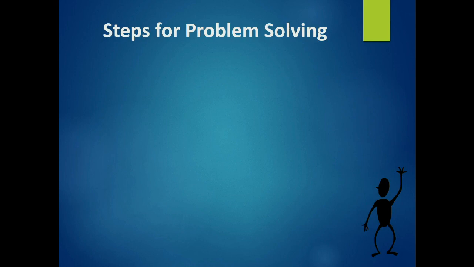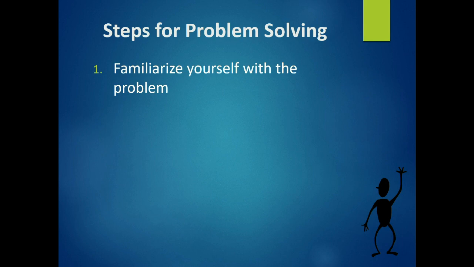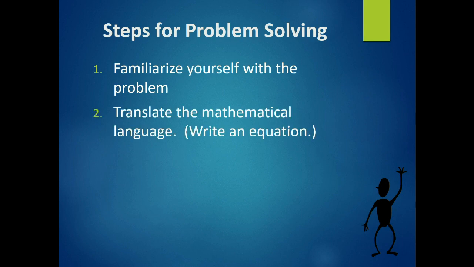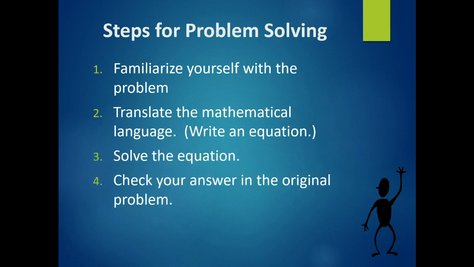We have 5 basic steps for solving a word problem. The first is familiarize yourself with the problem. Translate the mathematical language, in other words, write an equation. Solve the equation, check your answer in the original problem to see that it works, and then be sure that you answer the question and state your answer clearly.